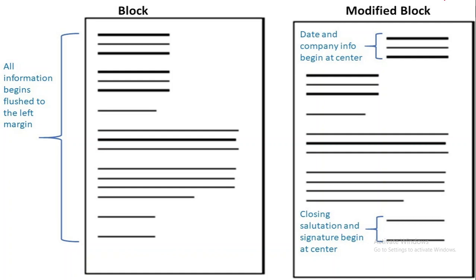When it comes to the modified block format, the date and the company information begin at the center or at the right top corner, and then you write the remaining letter, like the receiver's address, the subject, the salutation, the whole of the letter, on the left. Then again the closing, the salutations and the signature begin at the center or at the right corner. So that is the difference between block and modified block format.